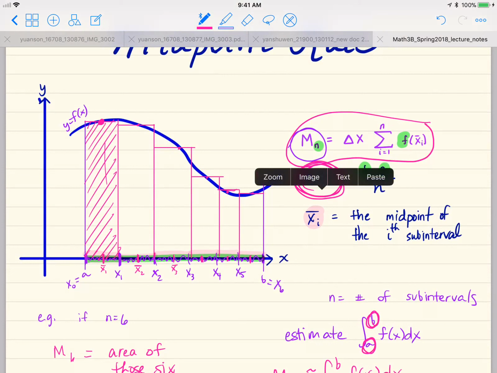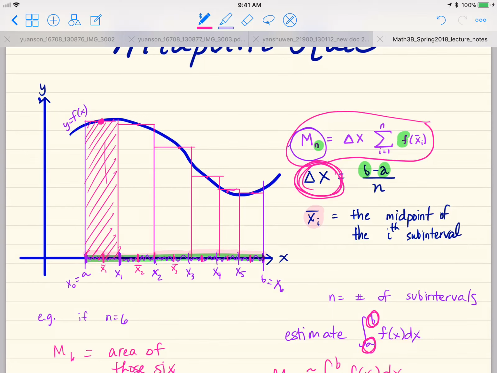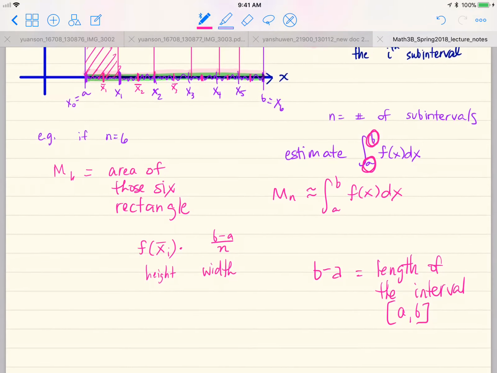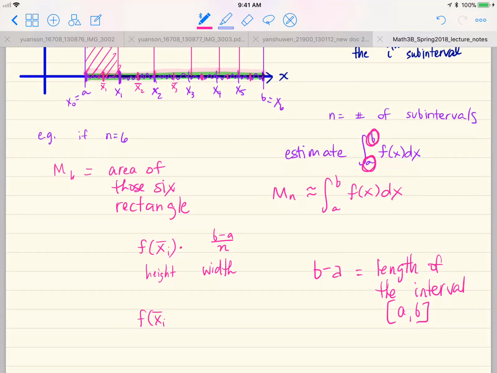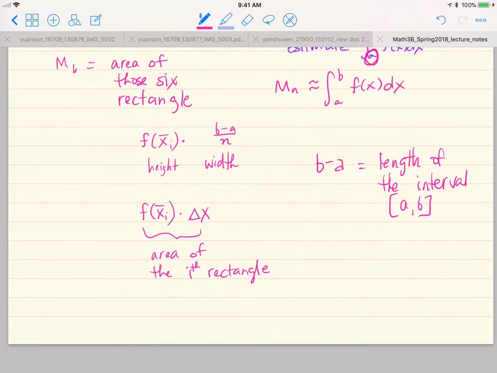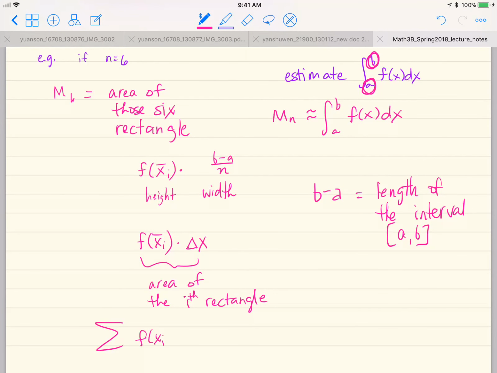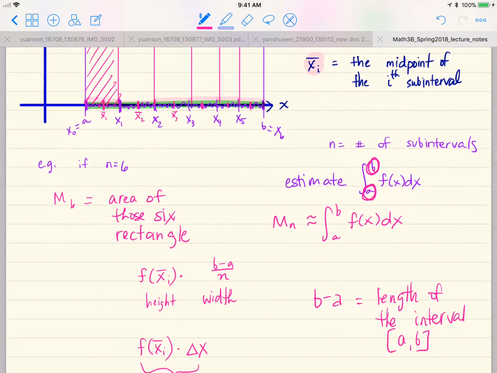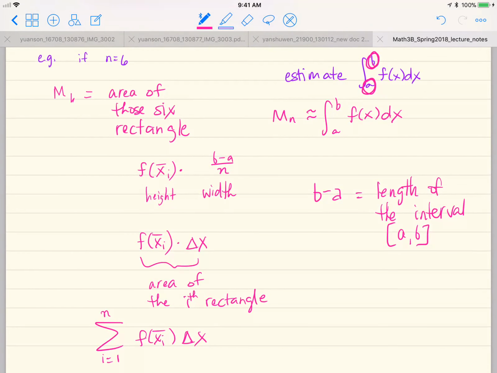So delta x represents the width of the rectangle that we use to approximate the area under the curve over that subinterval. Okay, so we're talking about f of x bar sub i times delta x. This is the area of the ith rectangle. And so what do we want to do? We want to add up the areas of the ith rectangles. You start off with i equals 1, stop at n. And so this is how we get our formula for m sub n.